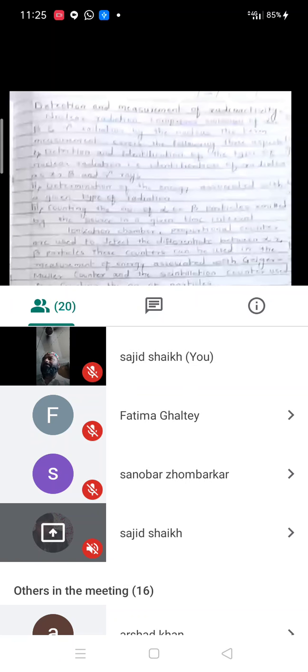The term measurement covers the following three aspects. One is the detection and identification of the types of nuclear radiation, that is, identification of the radiation as alpha, beta or gamma. Then determination of the energy associated with the given type of radiation, and the third is counting the number of alpha or beta particles emitted by the source in a given time interval.